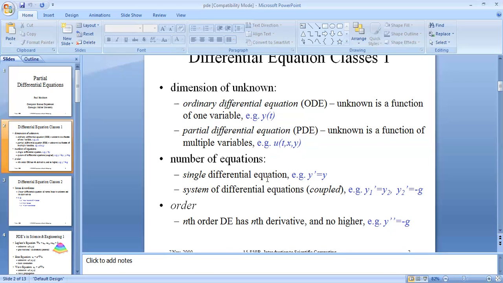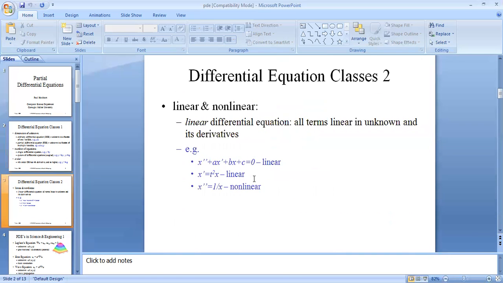Then there are the number of equations: single differential equations, systems of differential equations, and nth order differential equations, which are the classifications of ordinary differential equations. Differential equations are actually of two types: linear and non-linear. In the same way, partial differential equations also may be linear or non-linear. Remember it.